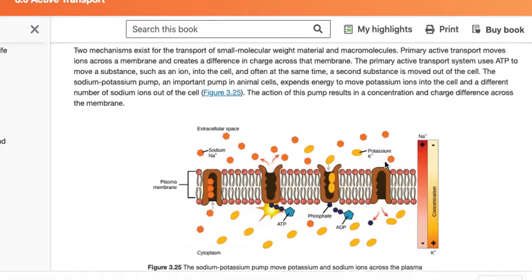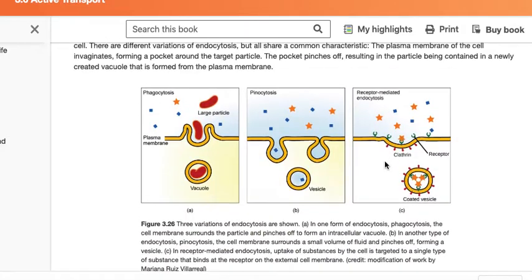Your body also has a few different methods of getting rid of, or taking in, large particles. It can do this via phagocytosis, meaning it surrounds the particle and brings it in or out. Pinocytosis, and then it can even have receptor-mediated endocytosis, where it basically has to match with the receptor in order to take it in.